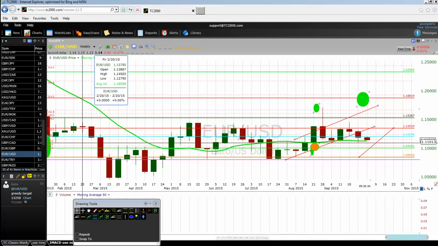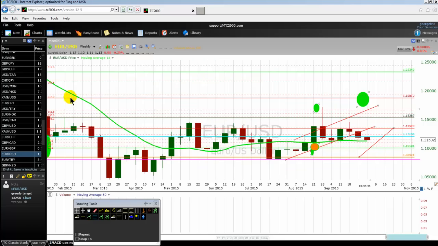So the median line of my channel, or the 50% Fibonacci retracement level of our channel, is somewhere in the zone of 11101. But if you pay attention to my simple moving average 14, the price is also very close to my simple moving average 14. It's just about to touch it on the edge, okay? It's about to touch it on the edge.